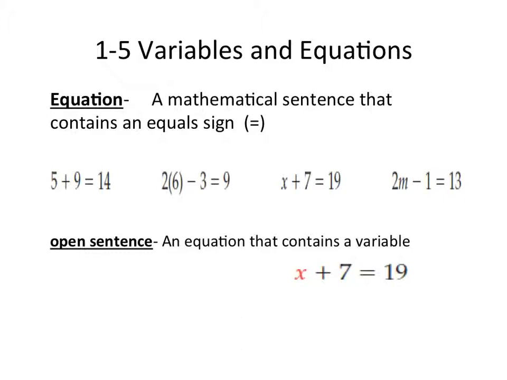Our second key term is open sentence. And what makes an open sentence is an equation that contains a variable. In this one here, in red, you'll see that x is the variable. That means it's open. It's open to interpretation. We don't know what x is until we solve for it.